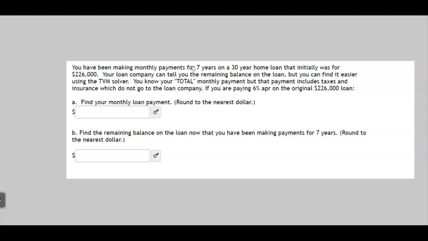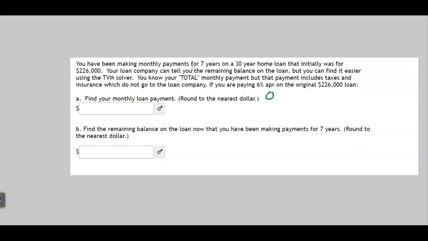So the loan payment includes money that goes to the principal and interest on the loan. When you make a payment for a house, typically it includes taxes and insurance, which isn't really going to the loan company. That goes to an escrow account that pays your taxes and insurance out of that. So let's look at the original loan. This is how you find your original monthly payment.